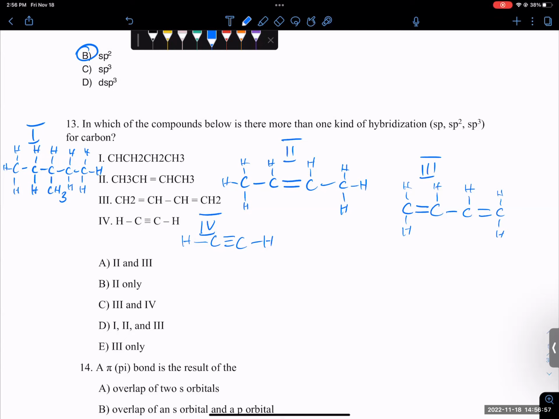Okay, which one has more than one kind of hybridization? So basically, which one doesn't have a consistent hybridization? Oh, so not the first one. Not the first one. No. Two. Oh, two.